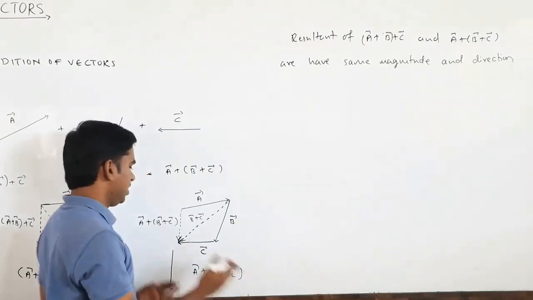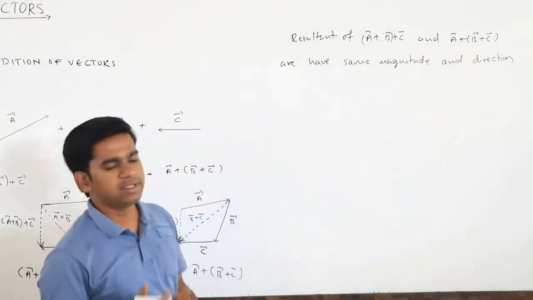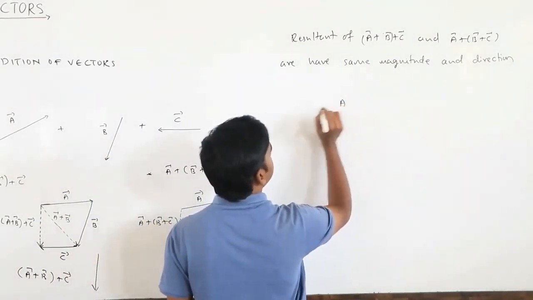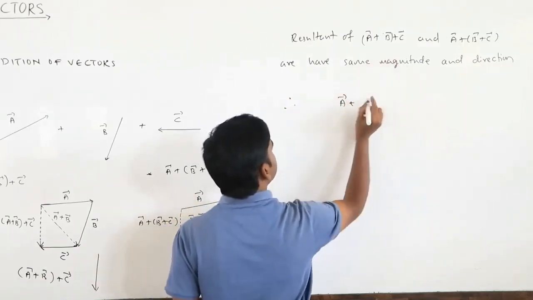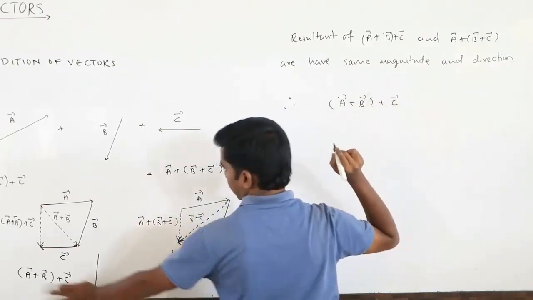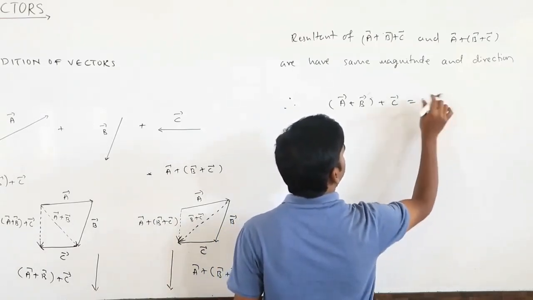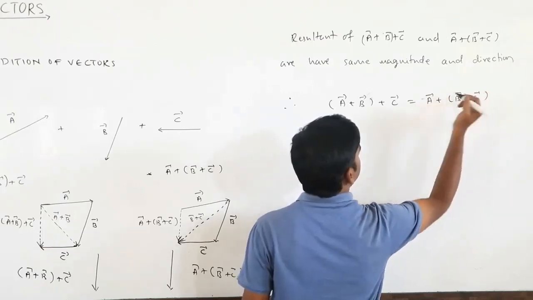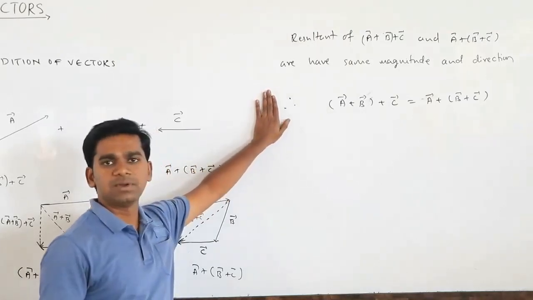So what will happen? These two resultant vectors are going to be equal, going to be the same. So that is what I can write. I can write it as vector A plus vector B plus vector C, A plus B plus C is equal to vector A plus B plus C. Okay, so this is what holds for vector addition.